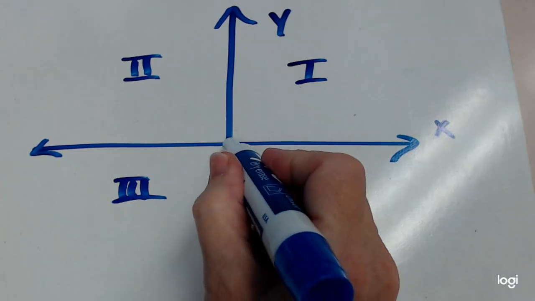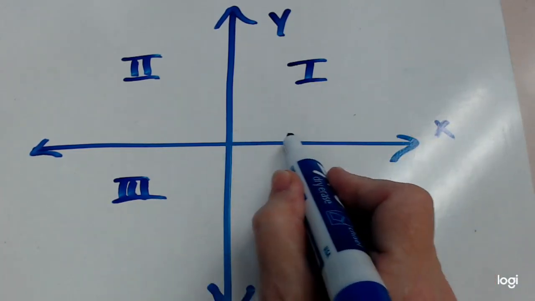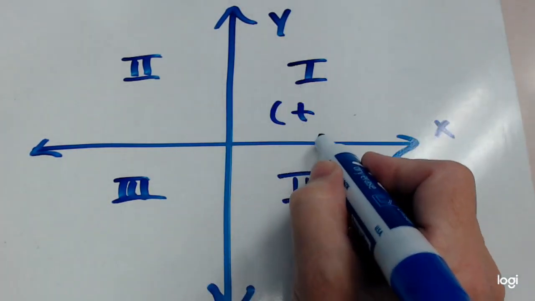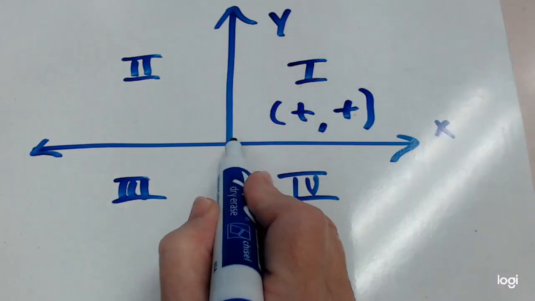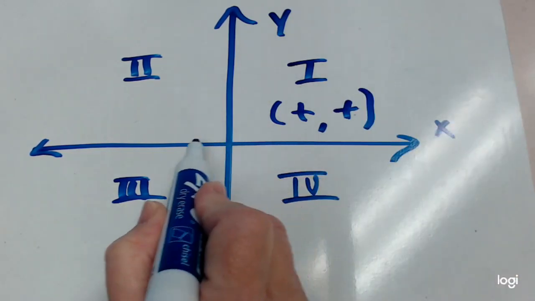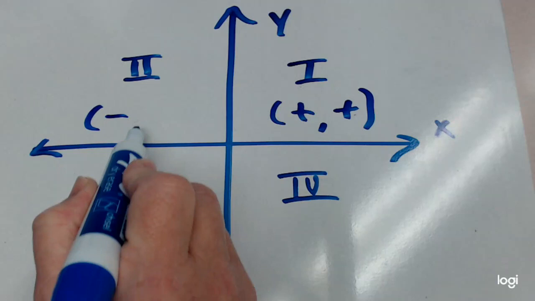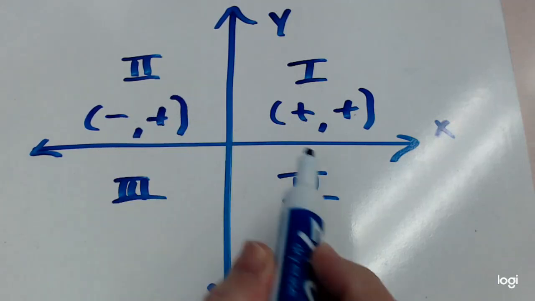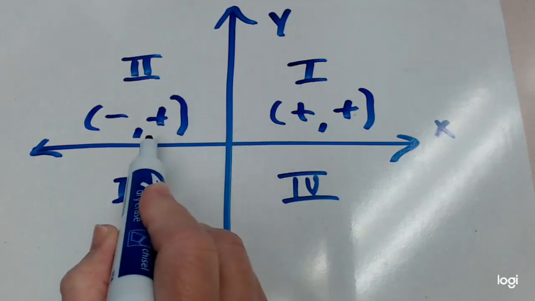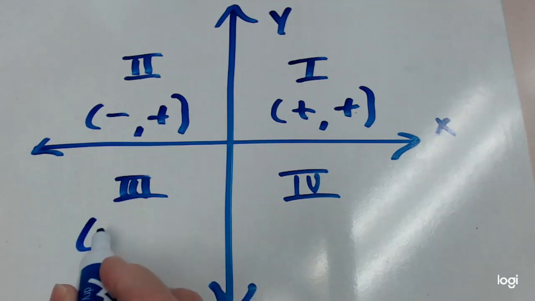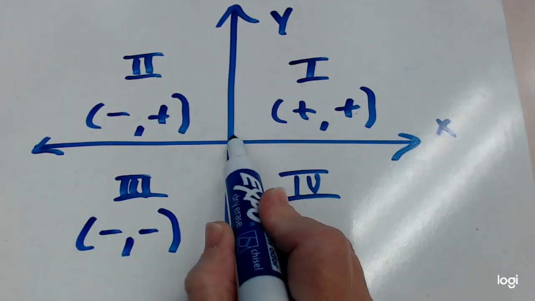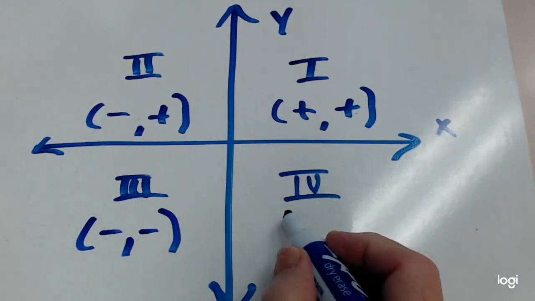If I want to plot a point over here, I start at the origin and I go over, which is positive, up, which is positive. To go to quadrant 2, I start at the origin and go backwards, which is negative, and up, which is positive. To get to quadrant 3, I go negative, negative. To get to quadrant 4, I go positive, negative.